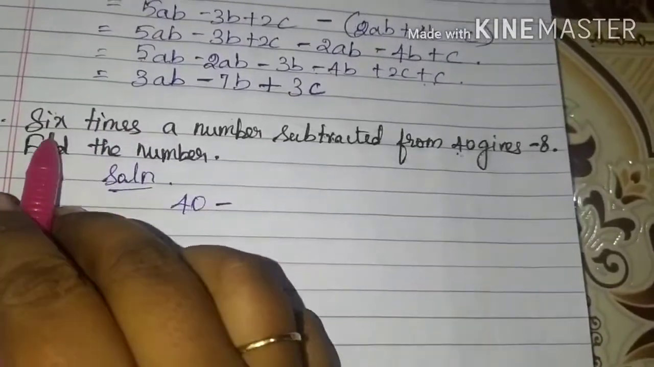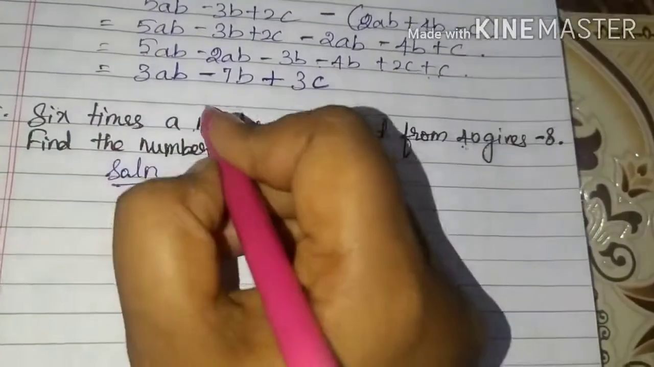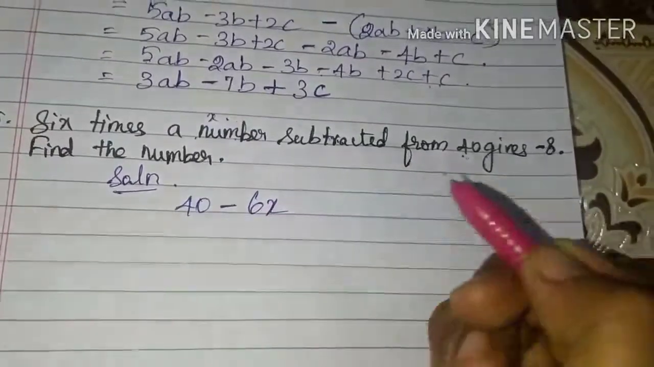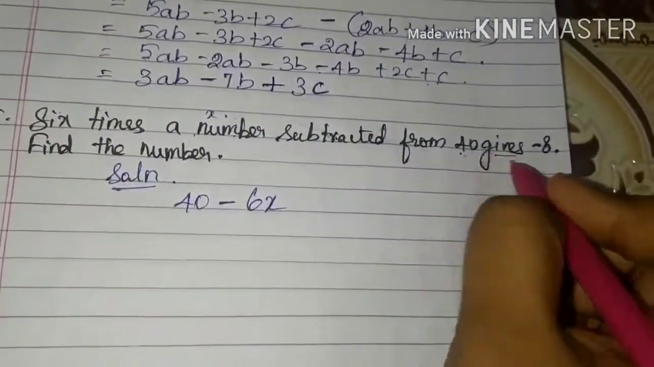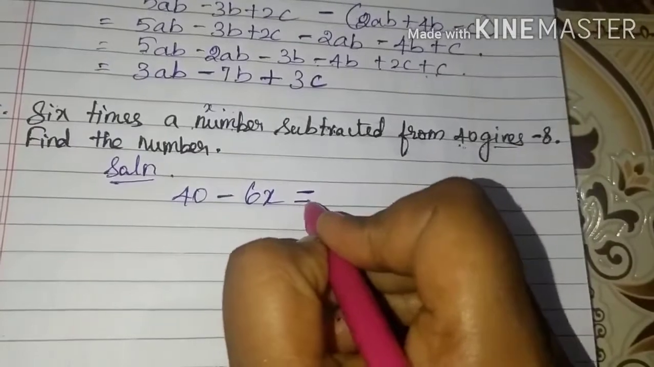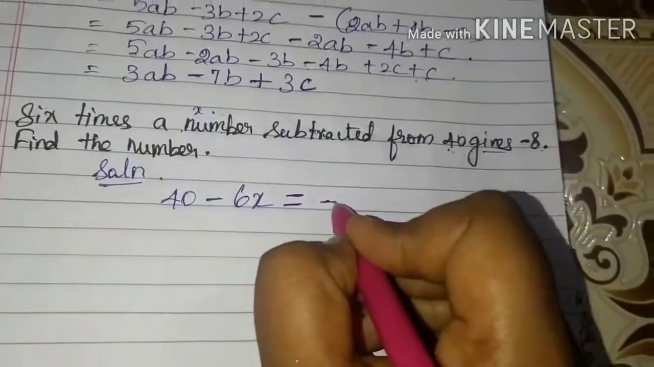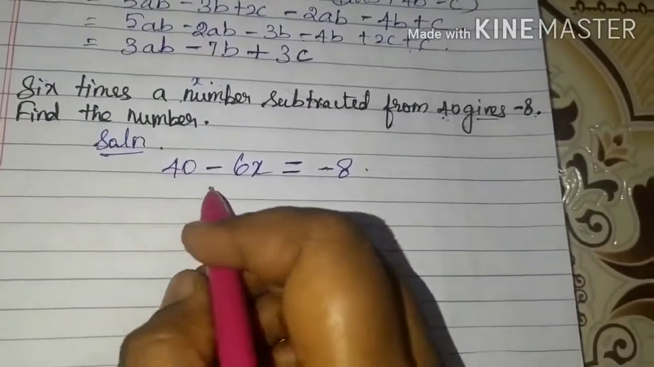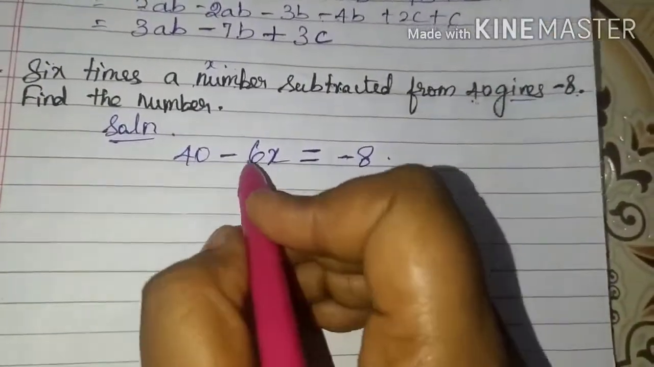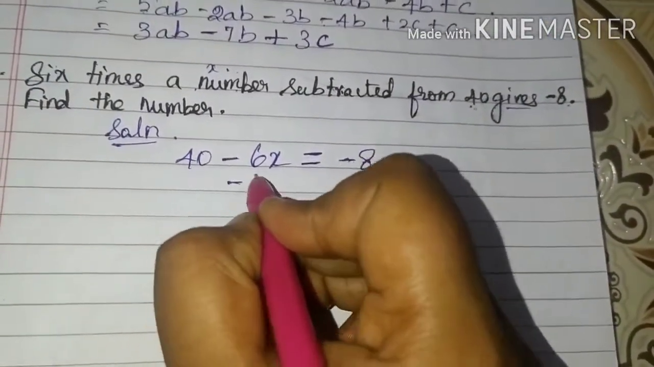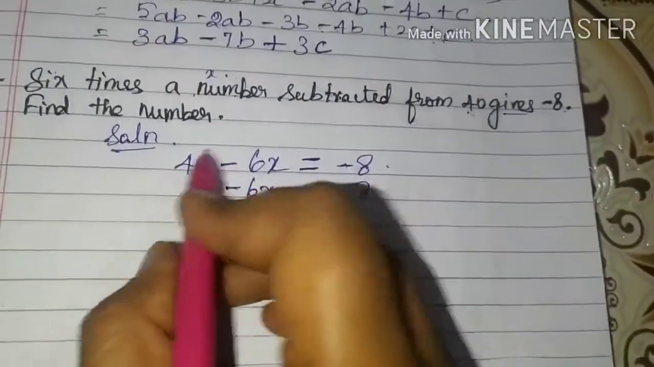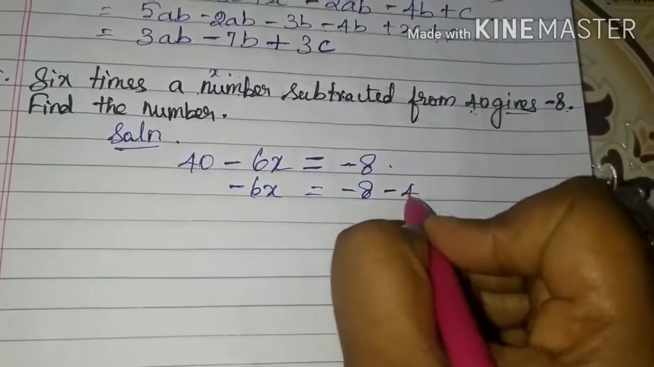Okay va, so how much times? 6 times a number. I don't know what number, so I want to give the x here. So 6 times means 6 into x. So gives how much it will gives means equal to sign you gives minus 8. Okay children, now you want to solve this sum, this expression. So this minus 6 as usual you keep this side, minus 8. This plus 40 this side comes means minus 40.